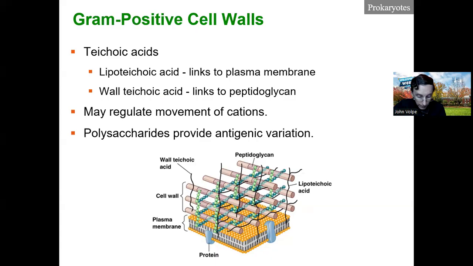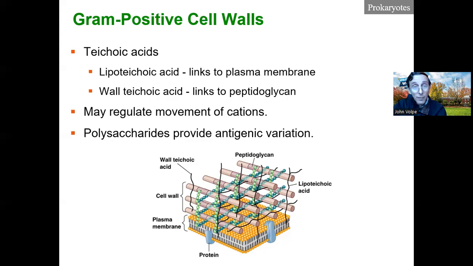A cation can move right through the cell wall. And that's actually true of any molecule that is dissolvable in water. Water can move right through the cell wall of a gram-positive cell. And that's because the peptidoglycan is a polar molecule, and water's a polar molecule. And then a cation is actually an ionic molecule, and it can dissolve in water.